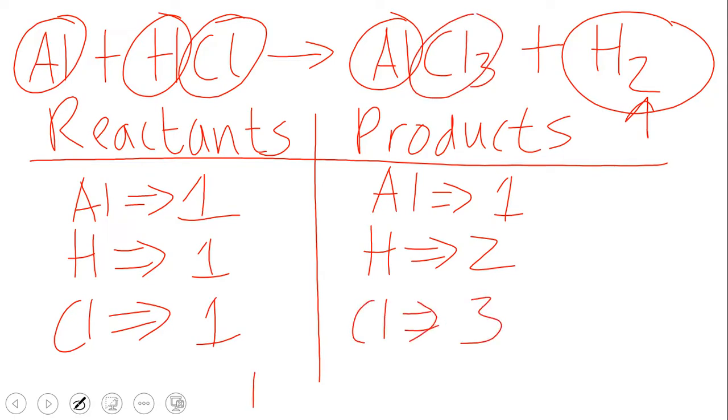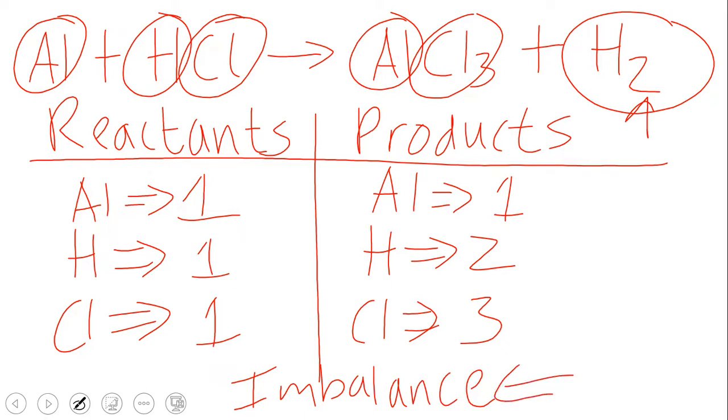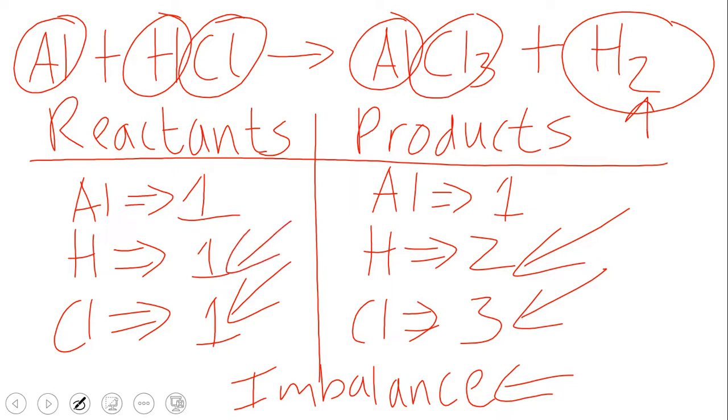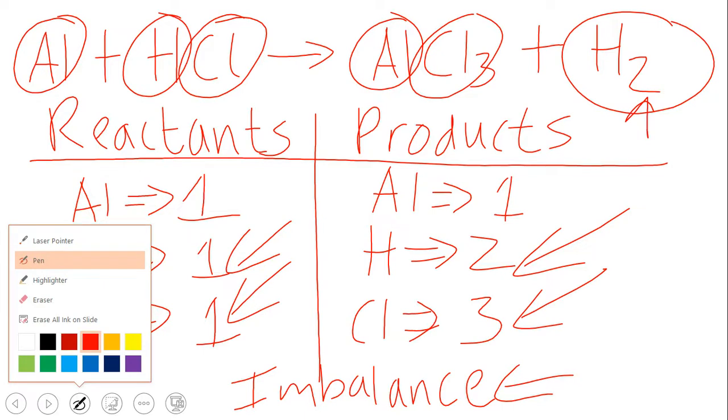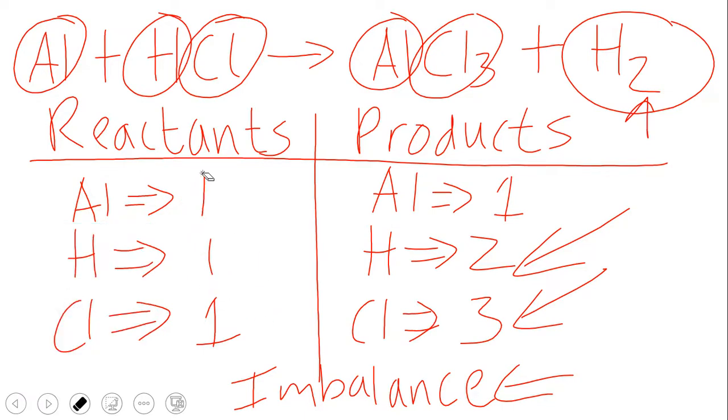And so clearly at this stage we can say that there is an imbalance. The chemical equation is not balanced because we have 3 for Cl on the product side, but we only have 1 for Cl on the reactant side. We have 2 for hydrogen on the product side, but only 1 on the reactant side. So clearly there's an imbalance here, and the chemical equation is not balanced.